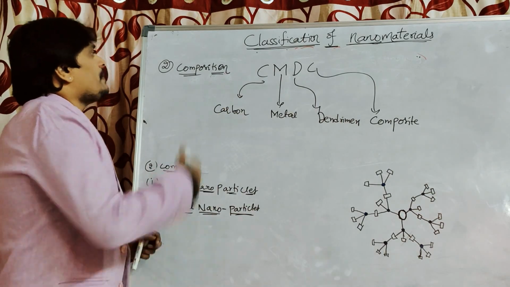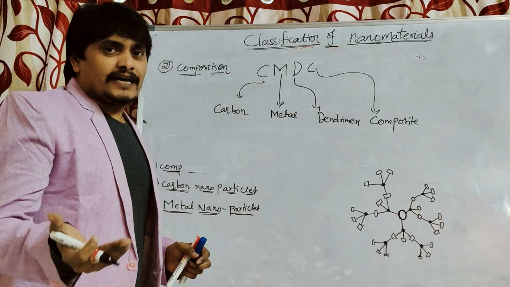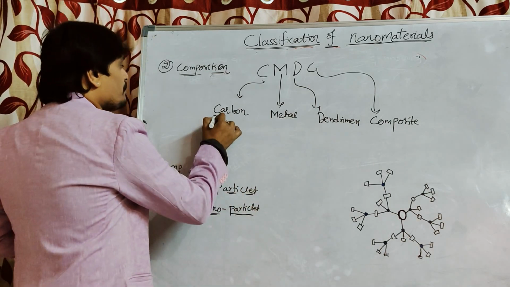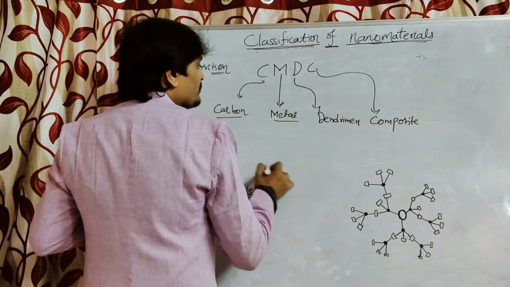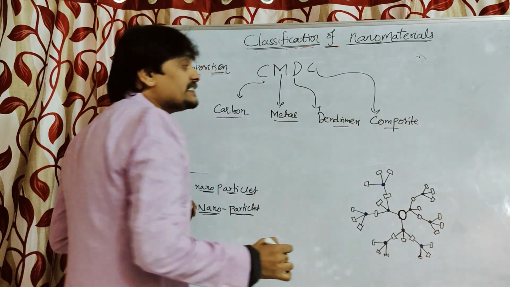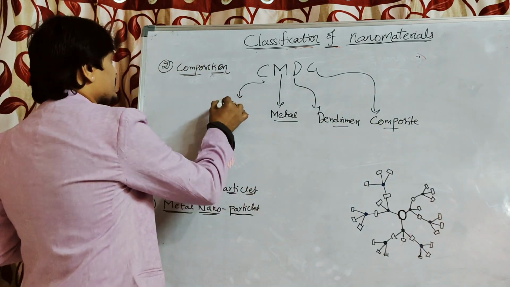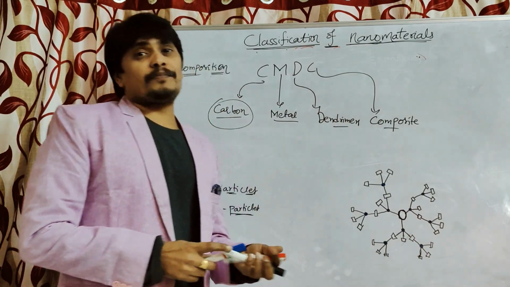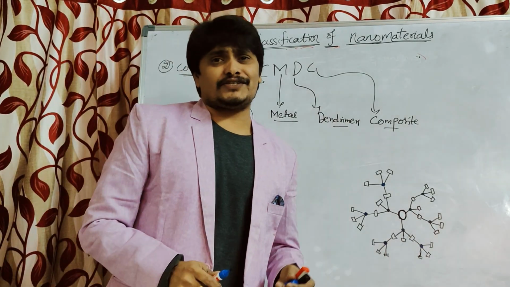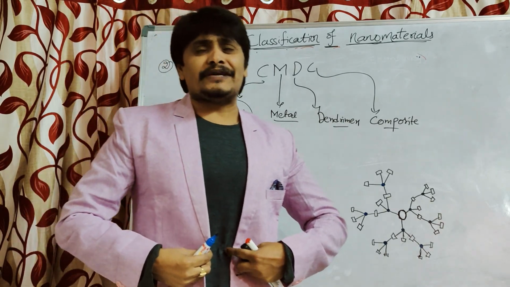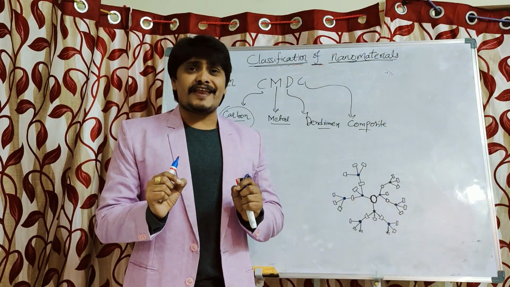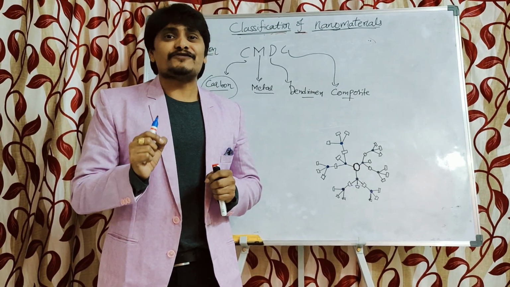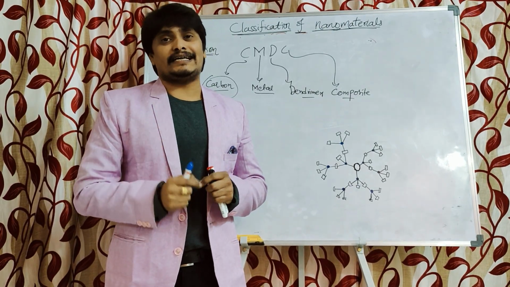So based upon the composition, the nanomaterials have been classified into carbon-based nanomaterials, metal-based nanomaterials, dendrimers, and composite nanomaterials. First, let us discuss carbon-based nanomaterials, students. The name itself implies it: these are the nanomaterials which are rich in carbon content.